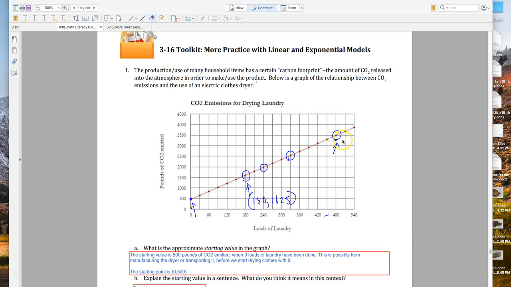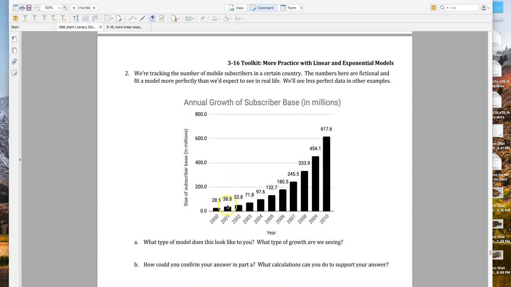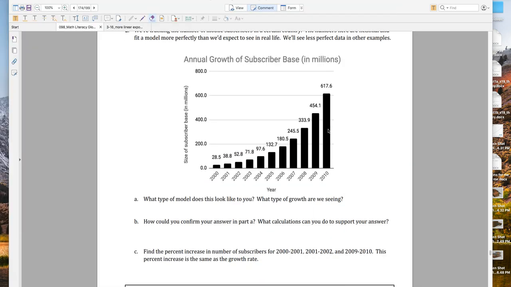This grew in a straight line. And over here, it could almost look a little bit straight here, but then you can see that it's getting steeper and steeper and growing more quickly over here. So what type of model does this look like to you? Hopefully you'll guess that it's exponential growth. How could you confirm your answer in Part A? What calculations can you do to support your answer?